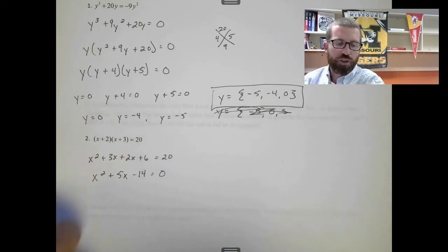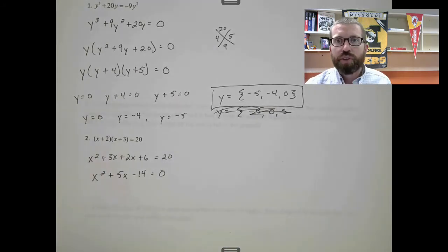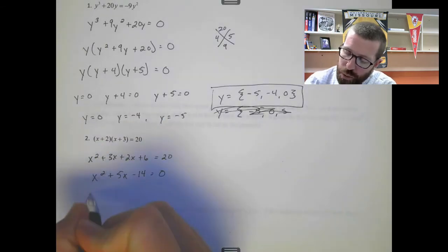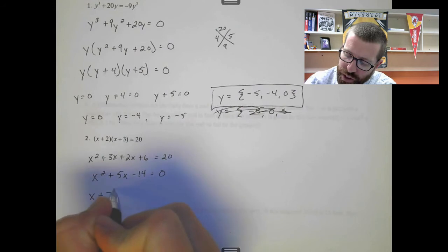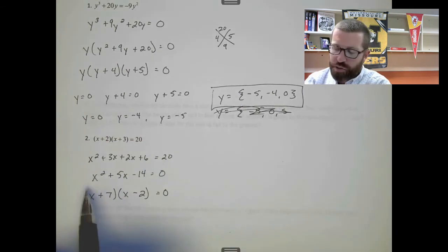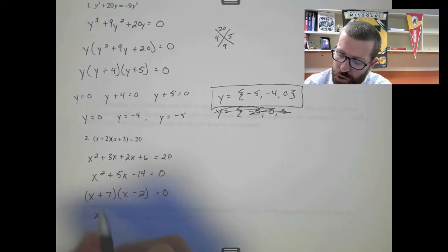Pause and make sure you can see what's going on. And then you can factor. We need two numbers that multiply to -14 and add to 5. That's +7 and -2 for the factoring. Once again, we have a 1 in front of the x squared term, so we can take a shortcut there and just write the factors. Then set them both equal to 0. You would subtract the 7 and add the 2.